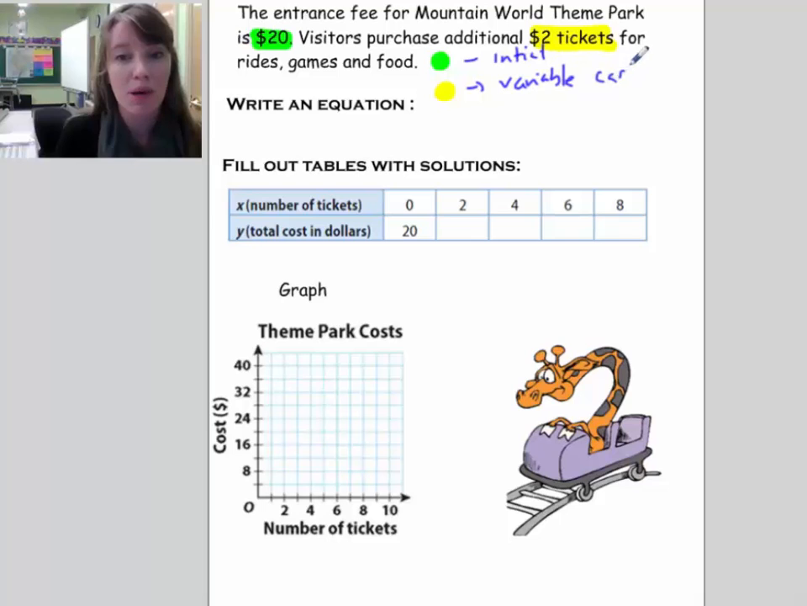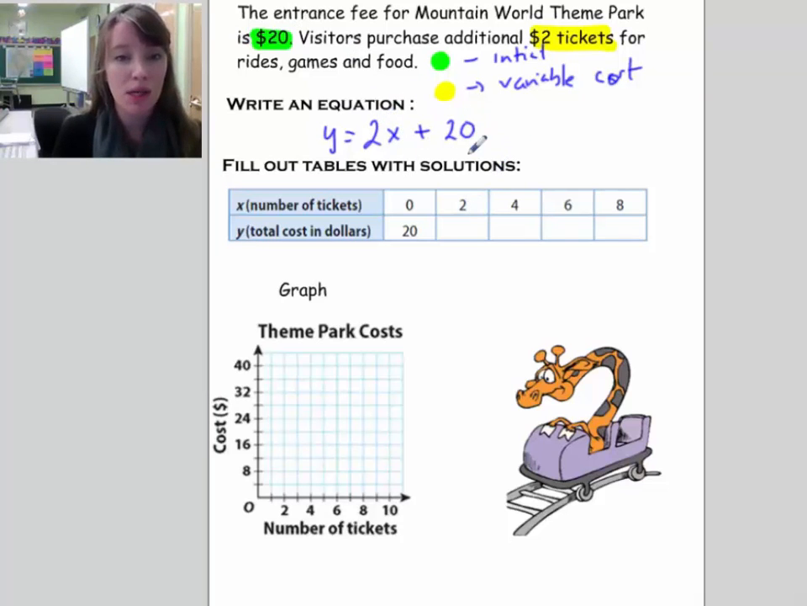Variable meaning it depends on the amount of tickets that you buy, right? So here I'm going to make an equation. If y is the total cost in dollars, then in order to get the total cost, I'm going to take the variable cost, so it's the amount of tickets times 2, so it's 2x, plus the initial cost, which is $20. So you only pay a one-time fee of $20, but then for every ticket you buy, it's $2.